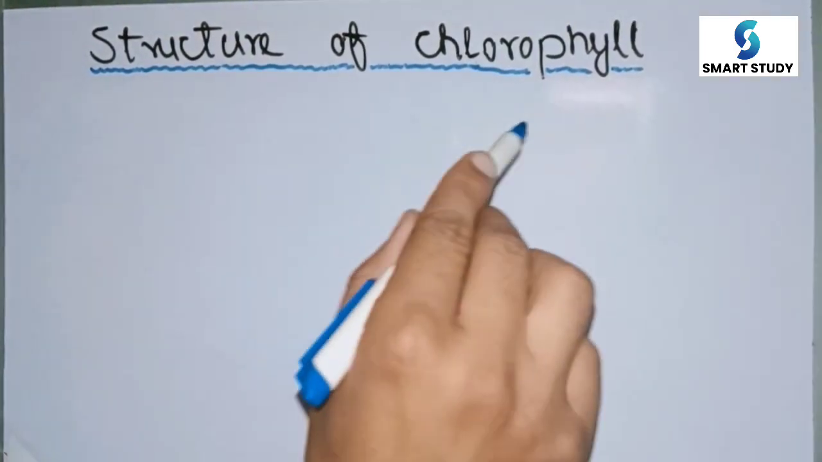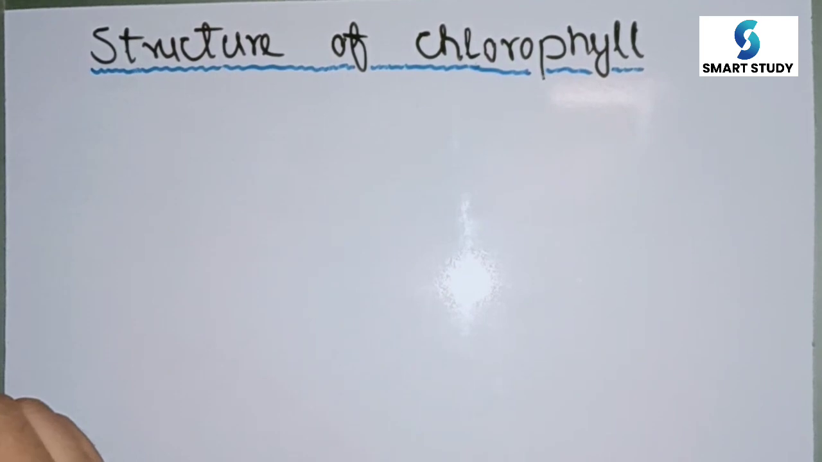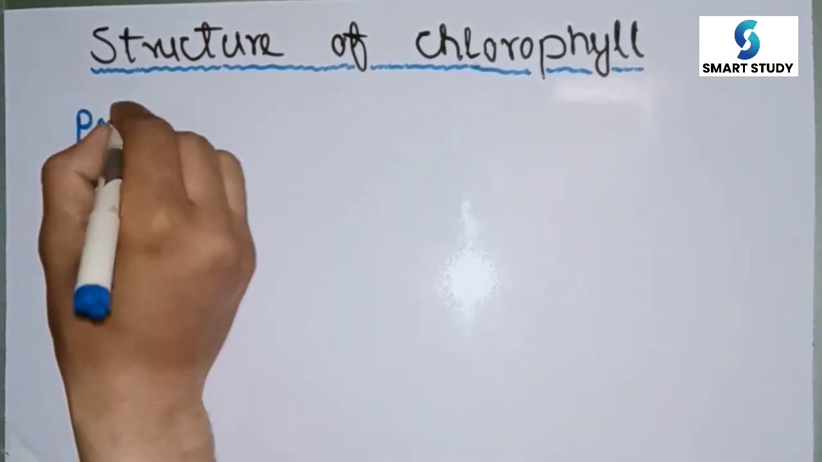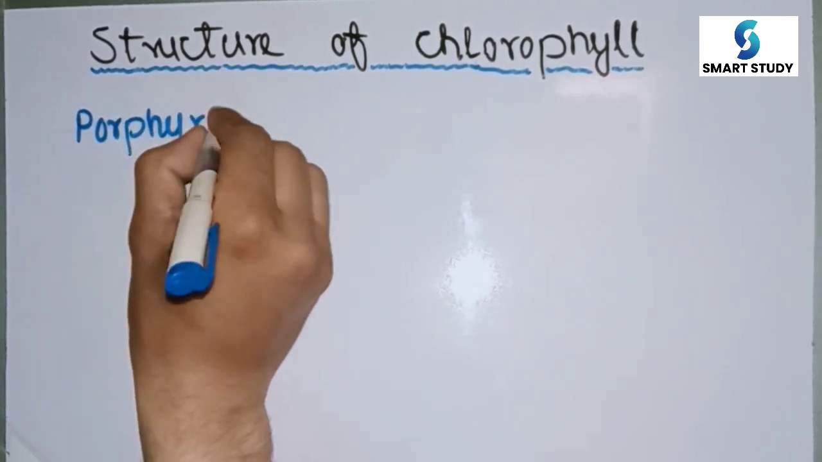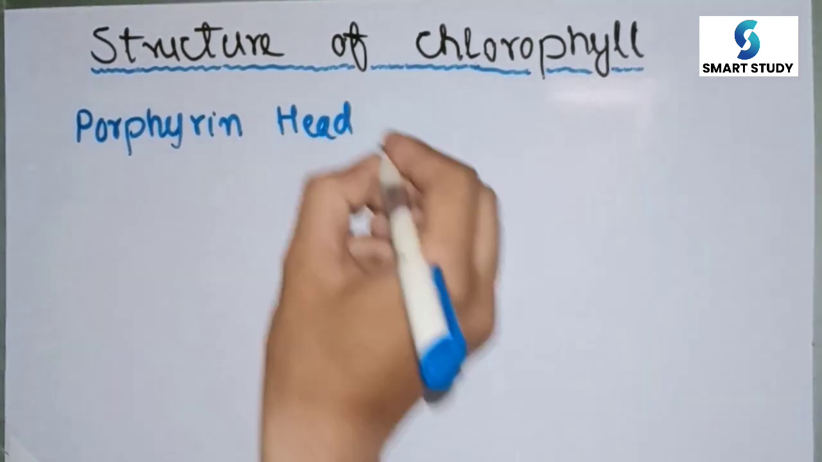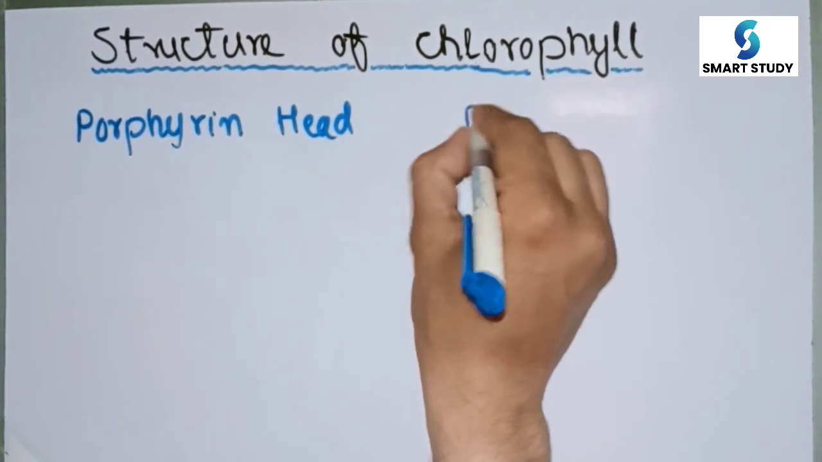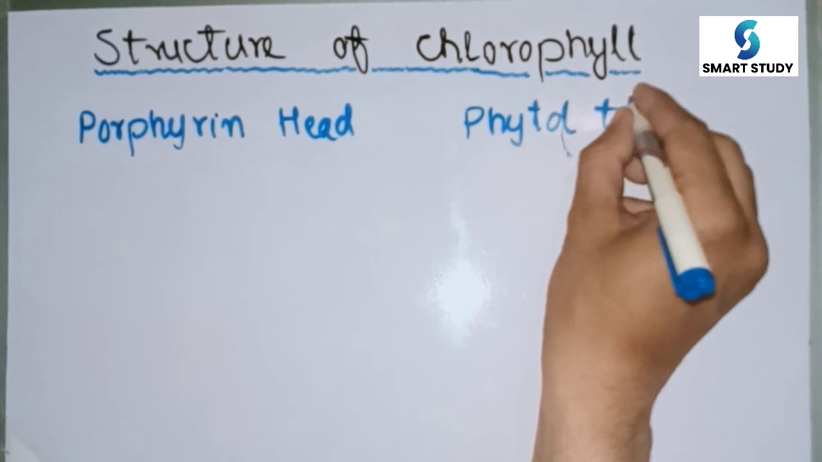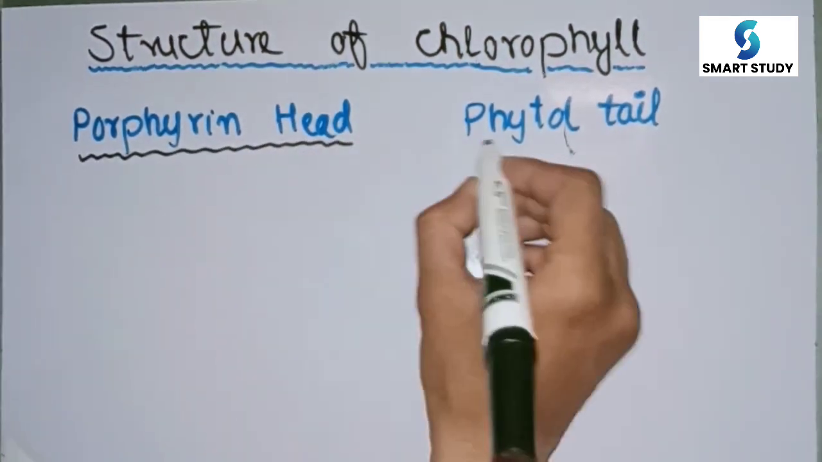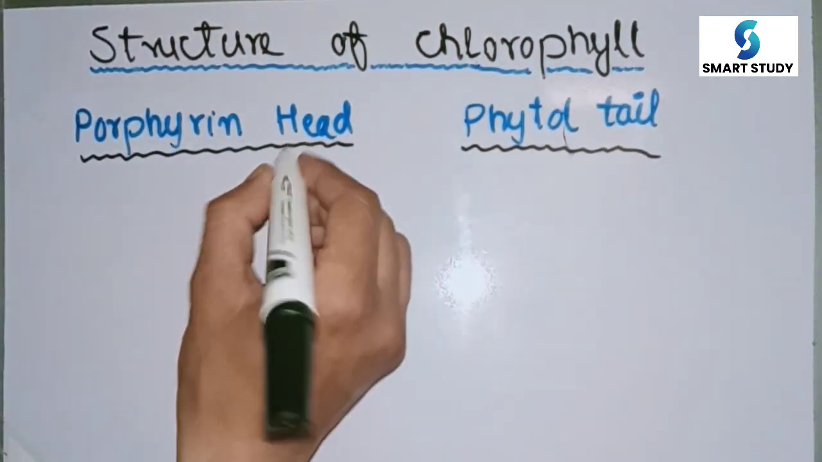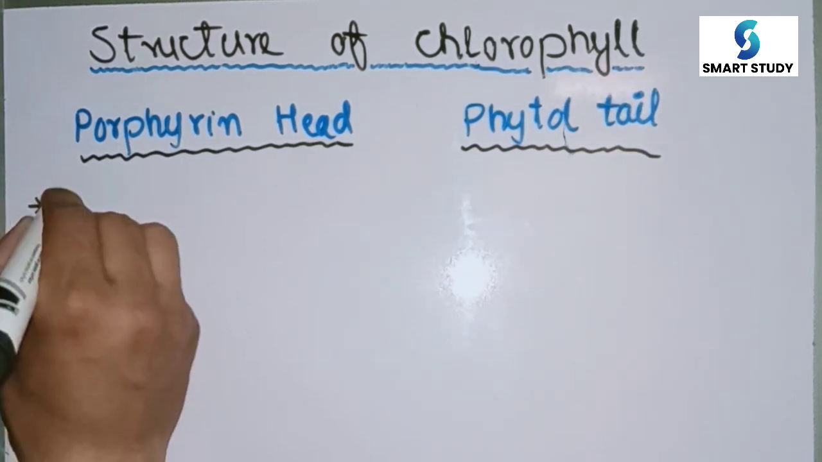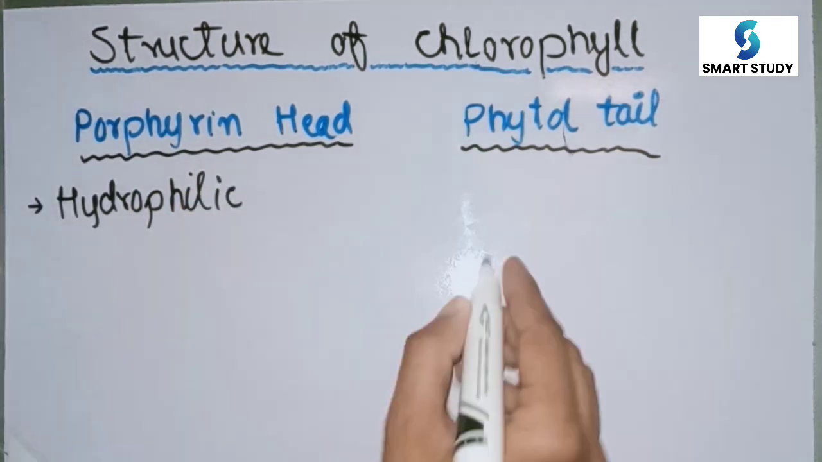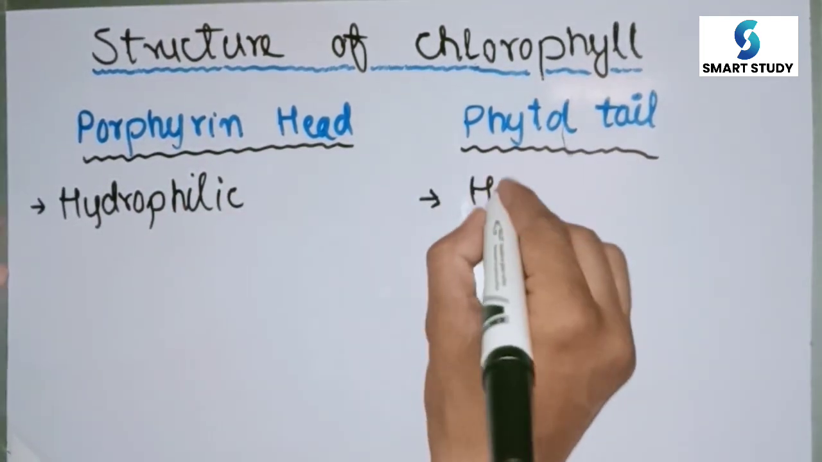Now we discuss the structure of chlorophyll. The chlorophyll molecule is composed of a head and a tail. The head is known as the porphyrin head, and the tail is known as the phytol tail. The porphyrin head is hydrophilic, and the phytol tail is hydrophobic.